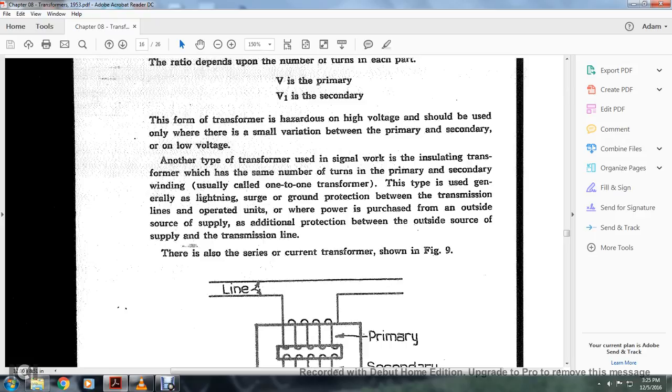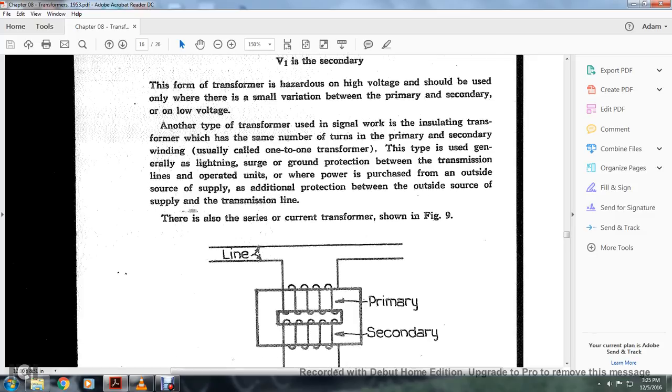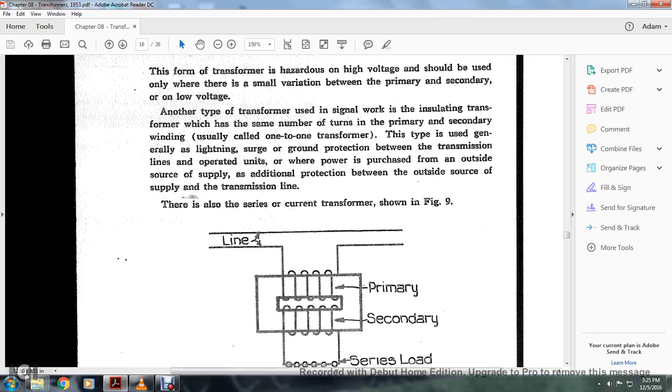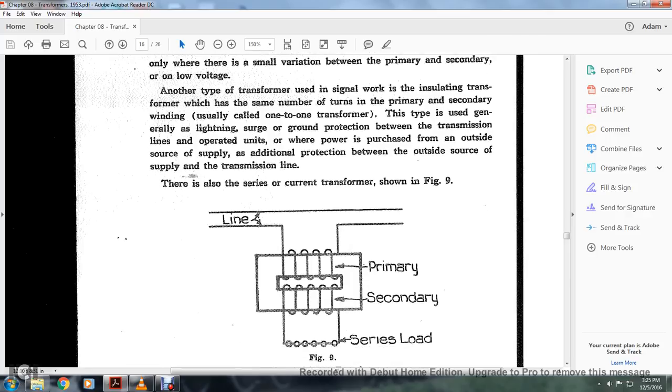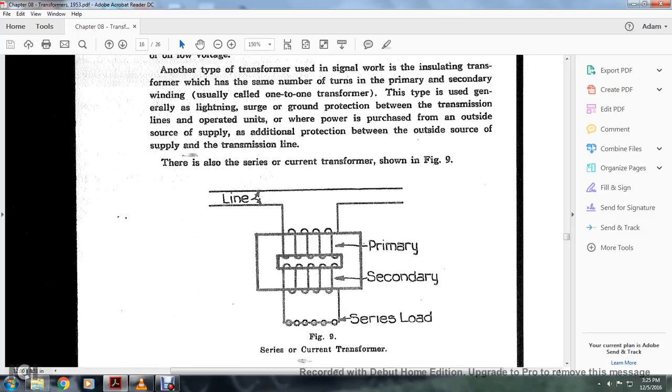These transformers provide lightning surge ground protection between the transmission lines and operated units, where power is purchased from an outside source, supplying additional protection between the outside source and the transmission lines. There is also a series current transformer, shown in Figure 9. The line goes through the primary, with the secondary in series with the load. Figure 9 shows the series current transformer.